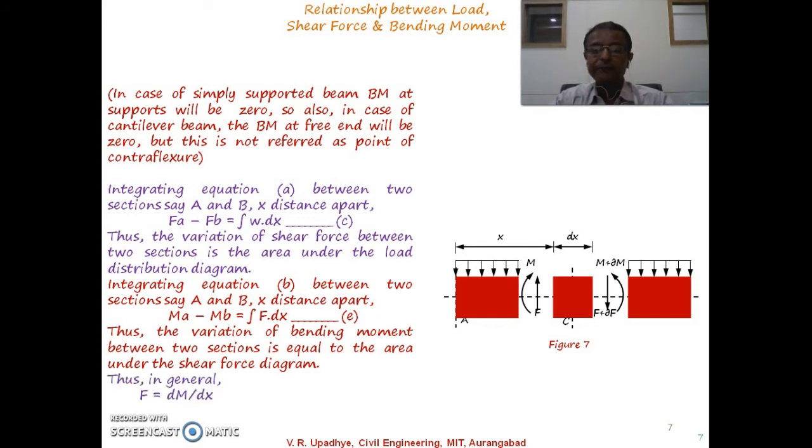In general, dM by dx gives us the shear force F, and dF by dx gives us the intensity of loading. And again, dM by dx is F, so dF by dx is d2M by dx square. So d2M by dx square is the relation between load and the bending moment. So with this discussion, we will conclude this lecture.